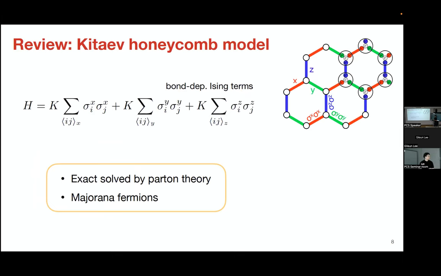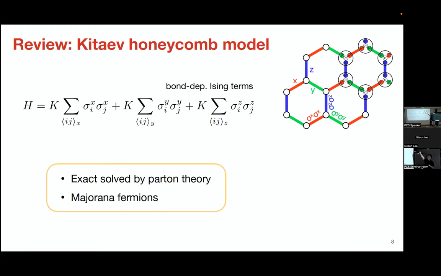Kitaev's honeycomb model is basically a spin model defined on a two-dimensional honeycomb lattice. At each site, we have a quantum spin-1/2, and these spins are coupled by bond-dependent Ising interactions. Notice that there are three different bond directions on the honeycomb lattice: red bond, green bond, and blue bond.